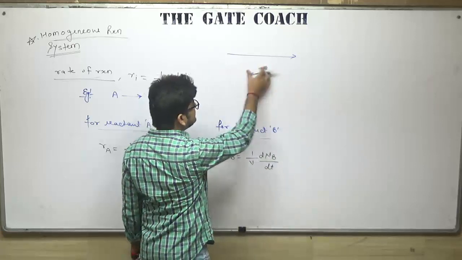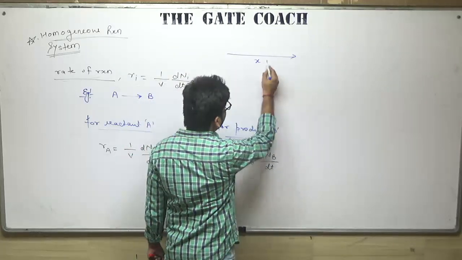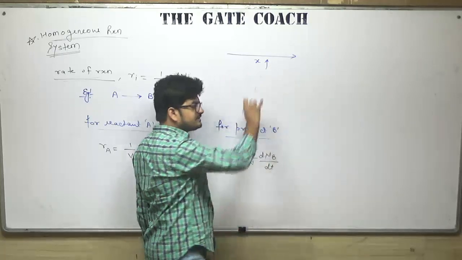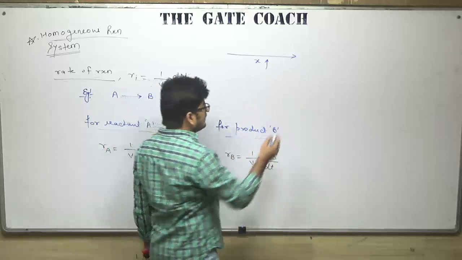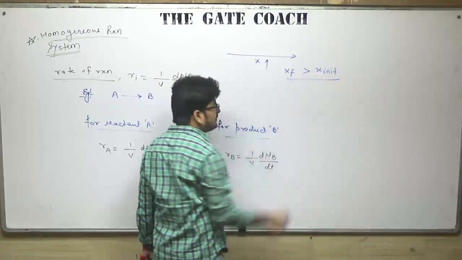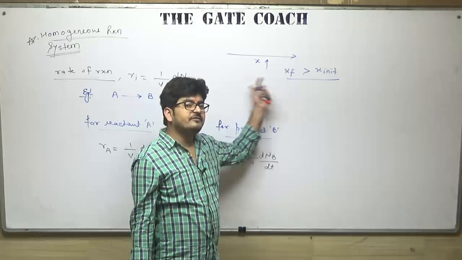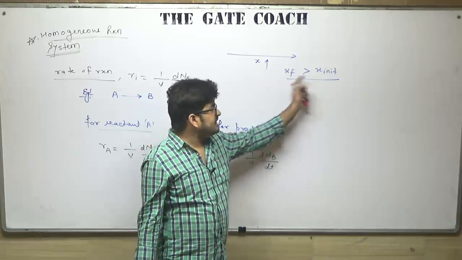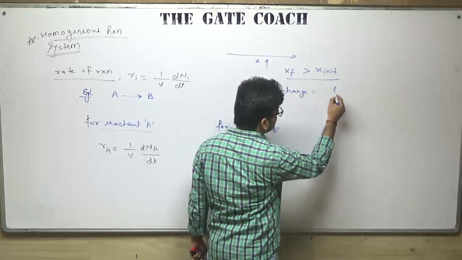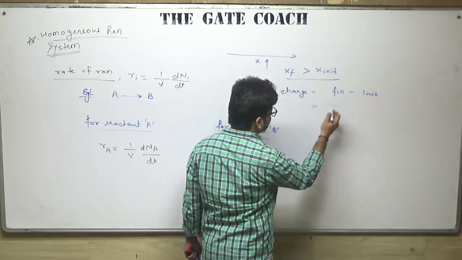So if this is some variable x, you can see the value of this variable x is continuously increasing. As we are moving ahead, the value of this parameter is increasing. So the final value will always be greater than the initial value. When we are moving in forward direction, this change will always be, we know that change of any scalar quantity is defined as the final value minus the initial value. So this change will always be positive.